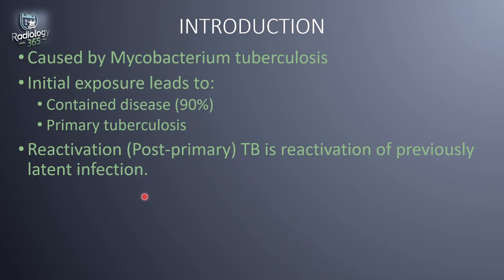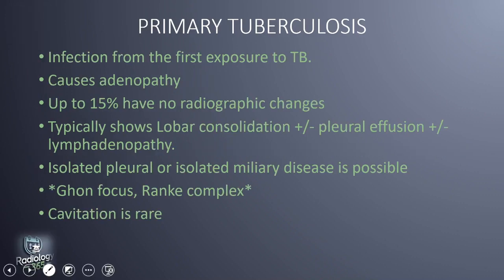Then you could have primary tuberculosis, and this occurs when the host cannot contain the organism. Primary tuberculosis is seen more commonly in children and immunocompromised patients. Then there is reactivation, or what we call post-primary tuberculosis, and this is reactivation of a previously latent infection. So primary TB represents infection from the first exposure to tuberculosis.